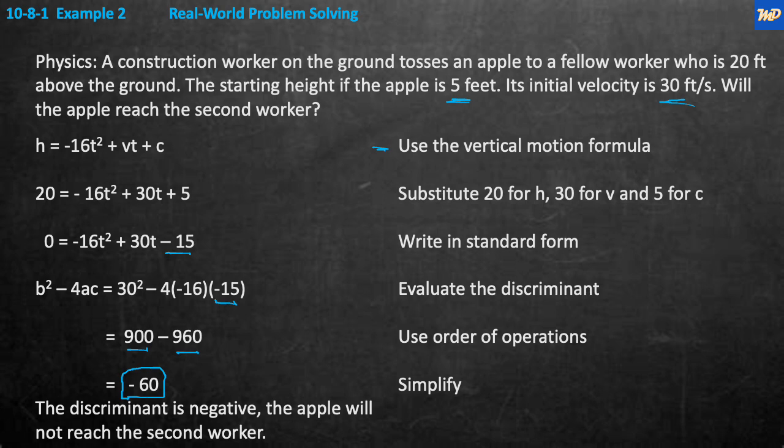Oh, and I guess before I hang up, I'll say that this is using the discriminant, right? Since there are no solutions, you asked a question about will the apple reach the worker? And since there are no solutions, no, it cannot reach the worker because there's no solution that says it does reach the worker. Sorry, I thought I'd just add that in.